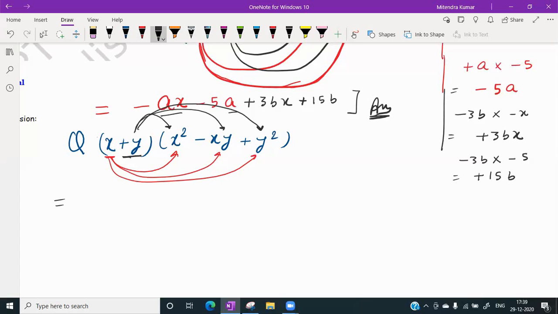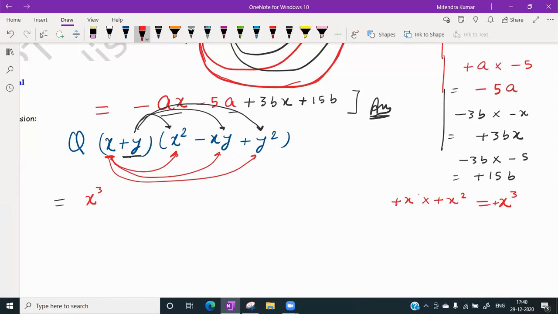Okay, so let me solve. You can cross check your answer. First of all, you will multiply this x with x square. So here there is plus x and we have to multiply it with plus x square. So x multiplied by x square gives plus x cube. So no need to write plus sign in the first term, you can directly write x cube.